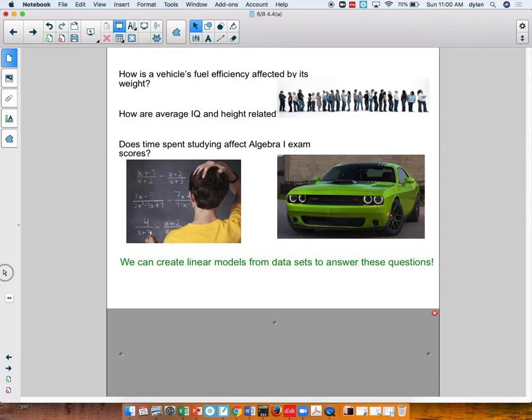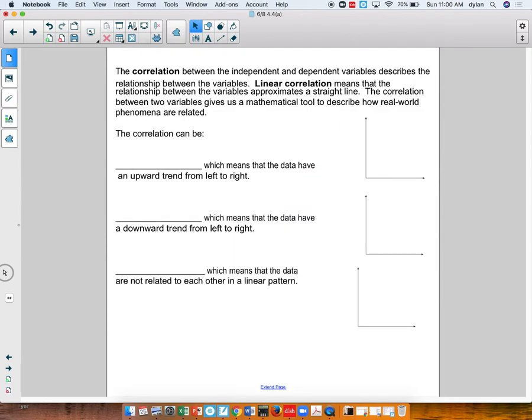And before we can do that, we need to build up some vocabulary together first. And the first thing we're going to look at is something called correlation. And correlation between two independent and dependent variables describes the relationship between those variables. And specifically, we're going to be looking at data sets that have linear correlation, because linear correlation means that the relationship between the variables can be approximated by a straight line, which we can write an equation for.